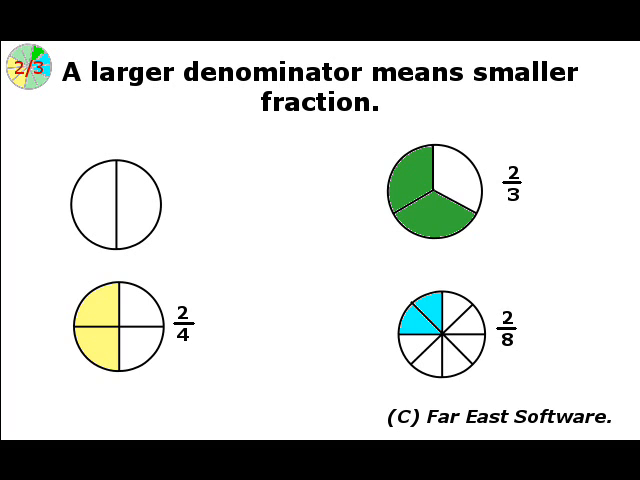Let us now check if the same holds true if we take two parts of the fractions and compare them with each other. As you can see here, again the size of the fraction actually becomes smaller as the denominator becomes larger. That is, 2 by 3 is larger than 2 by 8, for example.